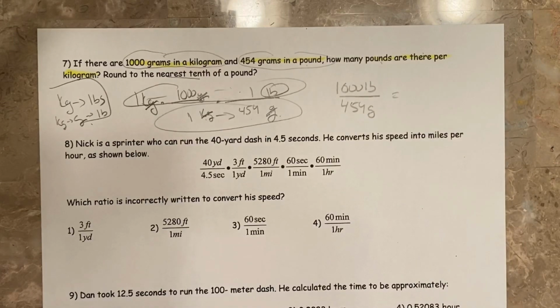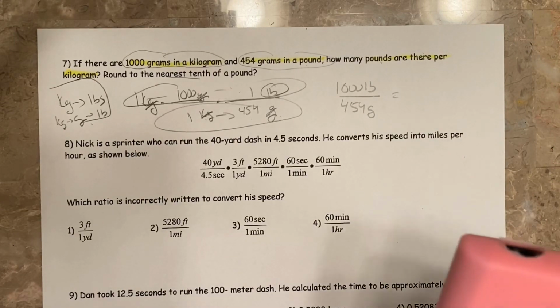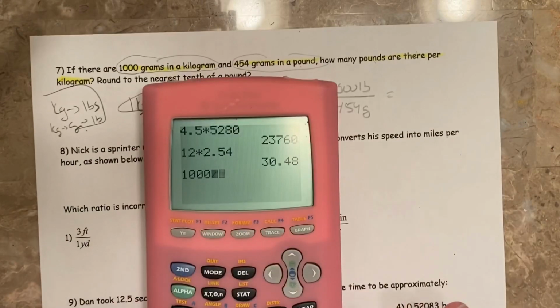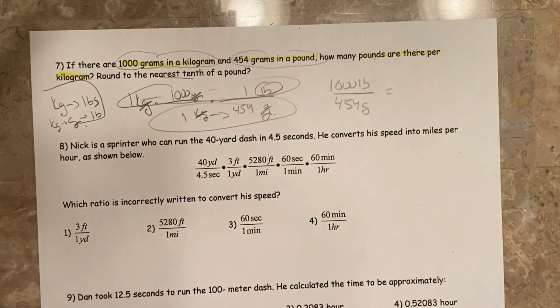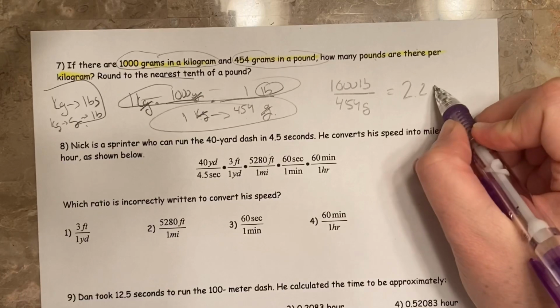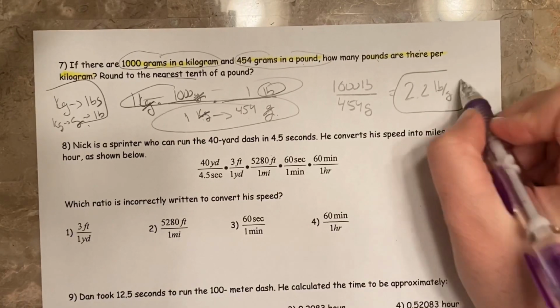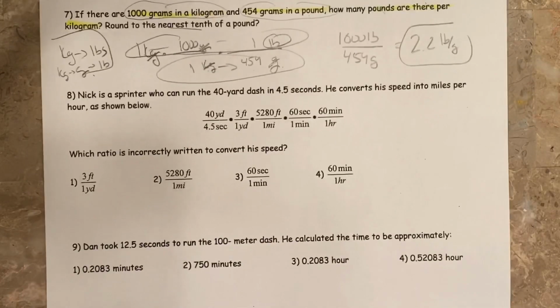And in the calculator, 1,000 divided by 454, that's going to be 2.2 to the nearest tenth. 2.2 pounds per kilogram. All right, a couple more. All right, so number 8.